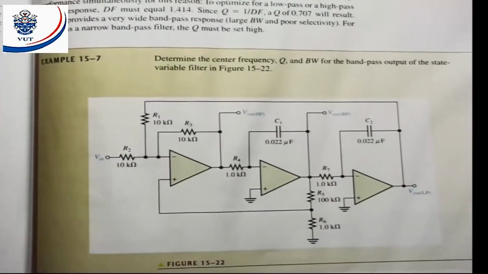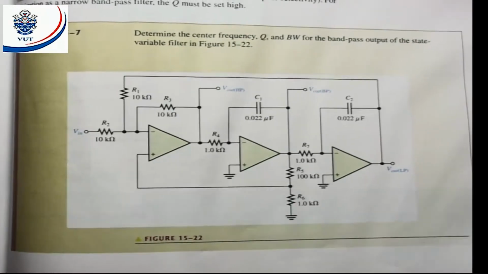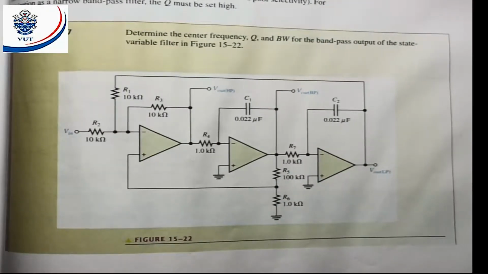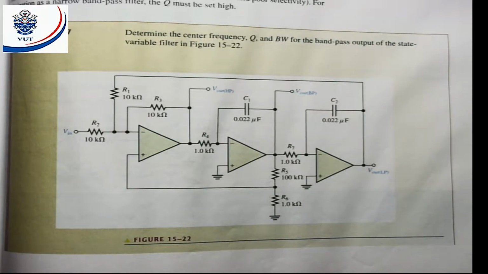Let's have a look at the example. There's the example. Example 15.7. Determine the center frequency, Q, and bandwidth for the band pass output of the state variable filter. All the values have been given. We must just go and calculate the center frequency, the Q factor, and the bandwidth.